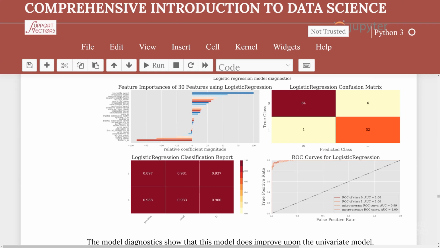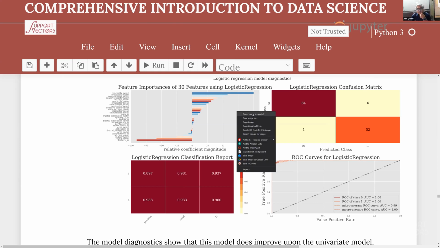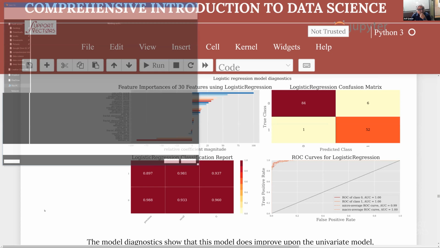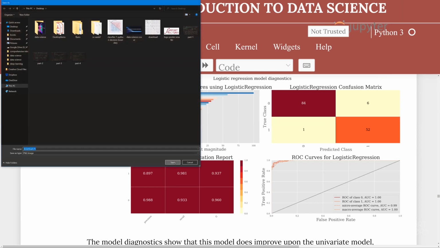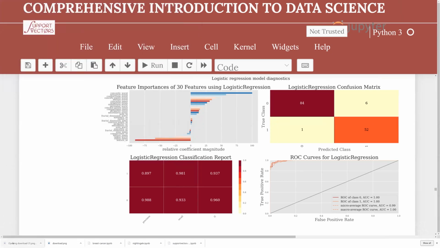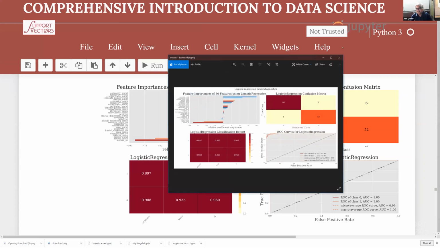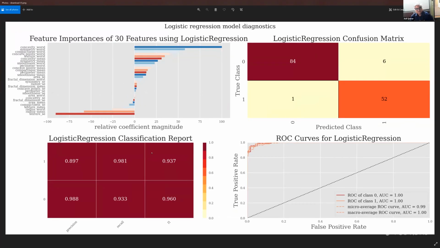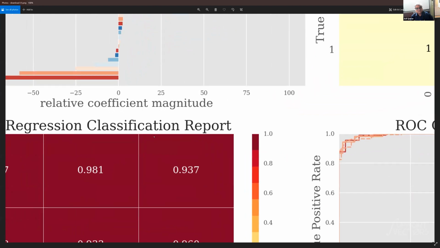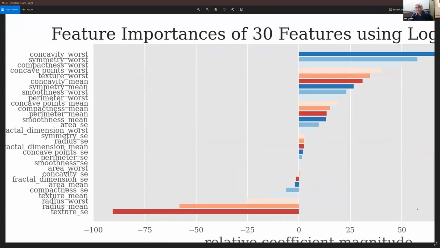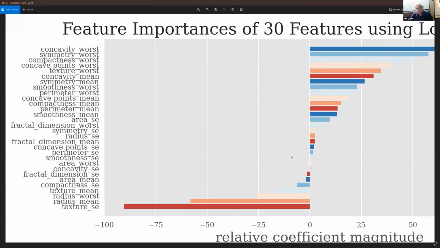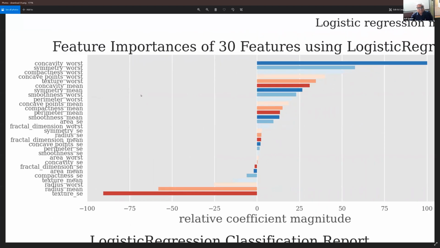Okay. Right. So this one, again, when I have this, I save these images and then I like to zoom in. So let's zoom into this for a little bit. First, let's look at the top left-hand corner. What is it saying? What is the most important factor? Concavity worst. Yeah, it seems to be very important, symmetry, etc.